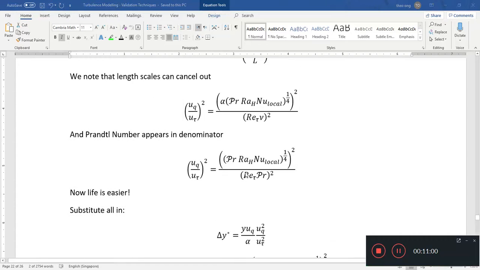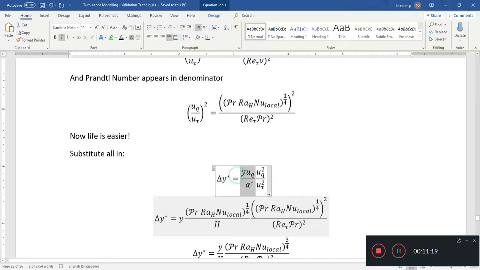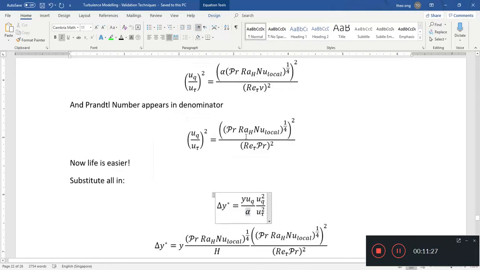So I bring the Prandtl number into the denominator, and then we see that this relationship between the friction velocity and the heat flux velocity is just this collection of relatively simple dimensionless numbers. Now, of course, we want to get the velocity length scale, so we still need to substitute all of this in, and that's very easy after doing all this work.